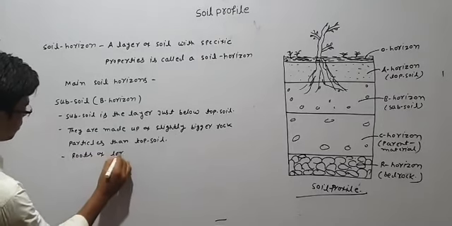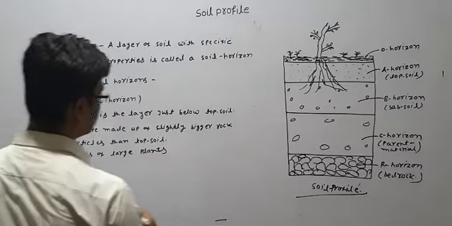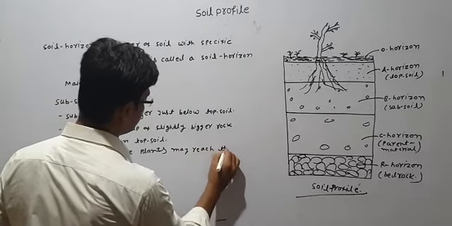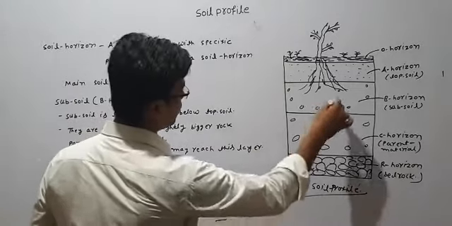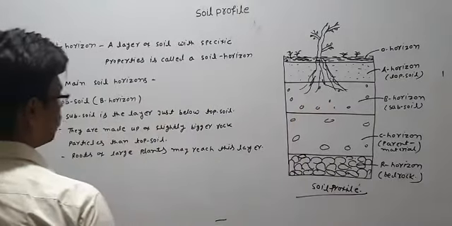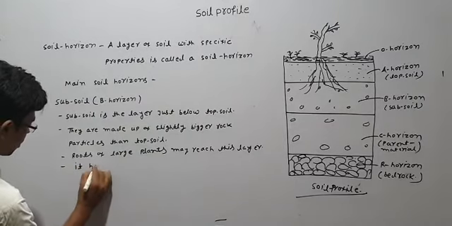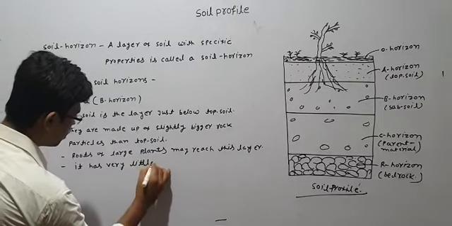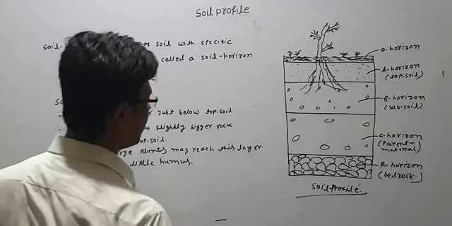Roots of large plants may reach this layer. Okay, so roots of large plants can reach up to this B horizon that I have drawn, you see, but that is not good soil because it has very little humus, students. It has very little humus, and humus is important for growing plants.